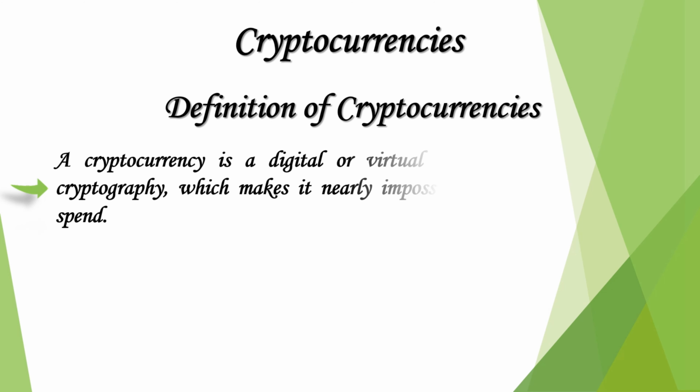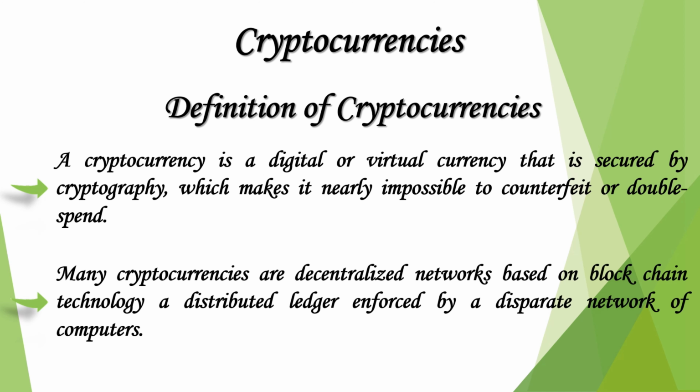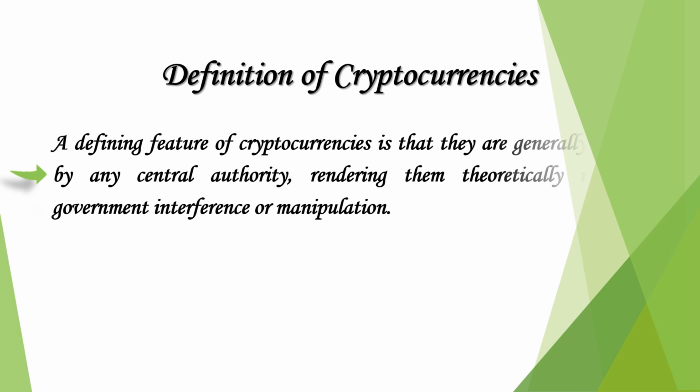Definition of cryptocurrencies. A cryptocurrency is a digital or virtual currency that is secured by cryptography, which makes it nearly impossible to counterfeit or double spend. Many cryptocurrencies are decentralized networks based on blockchain technology, a distributed ledger enforced by a disparate network of computers. A defining feature of cryptocurrencies is that they are generally not issued by any central authority, rendering them theoretically immune to government interference or manipulation.